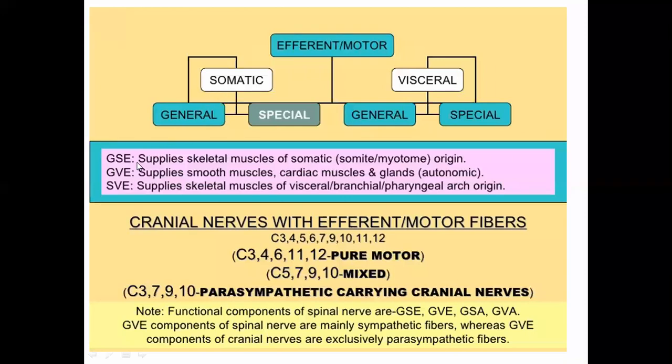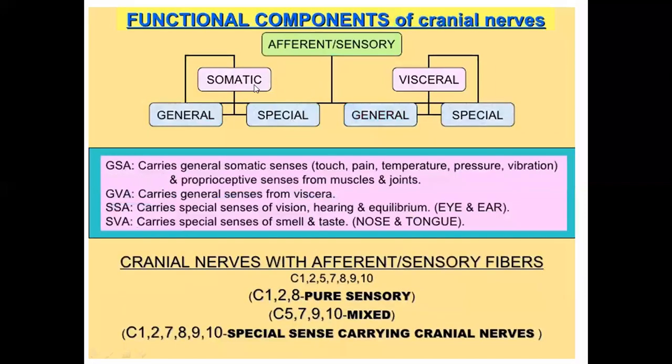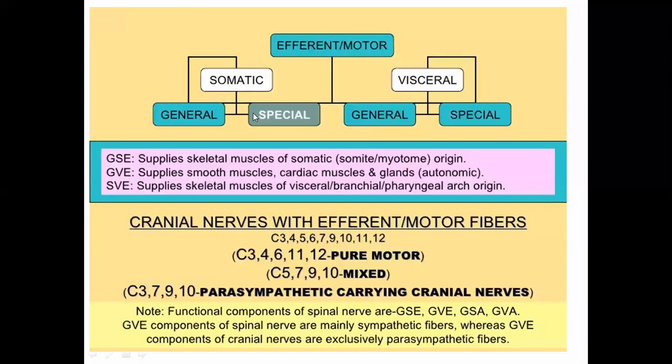First of all, let me tell you one thing which I missed: here the special component is not there. Here you have only general somatic efferent. Here it is general visceral efferent and special visceral efferent. This special component is absent here, whereas in the sensory component we have seen everything: general somatic afferent, special somatic afferent, general visceral afferent, special visceral afferent. When you come to this area, this one is absent.